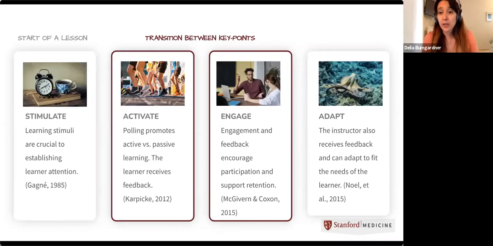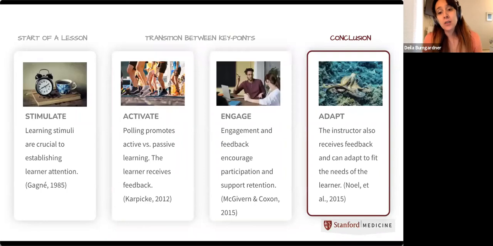Activating and engaging are what you're doing, forgive me, in a loop between transitioning between key points. You activate their thoughts about what they're learning, then you engage them in the next point, and you continue going in that cycle. And then at the conclusion, I could have probably put here adapt or review. For the learner, the polling is a point of review. For the educator, it is a point of future adaptation and analysis of data.